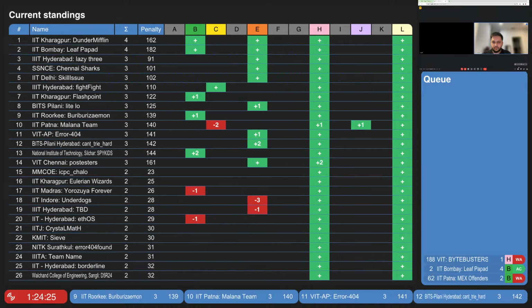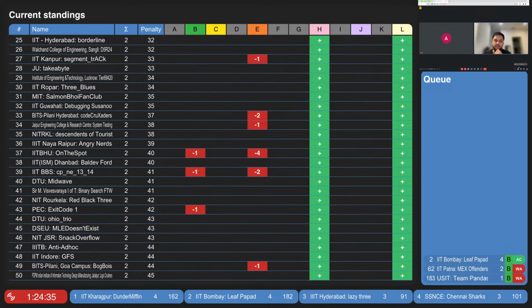All right, so leaf paper is close up in second now. They're only 20 minutes away in terms of time penalty. So I think it will be pretty interesting to see which of the two teams solves the next problem first. I believe it will be cheap construction.